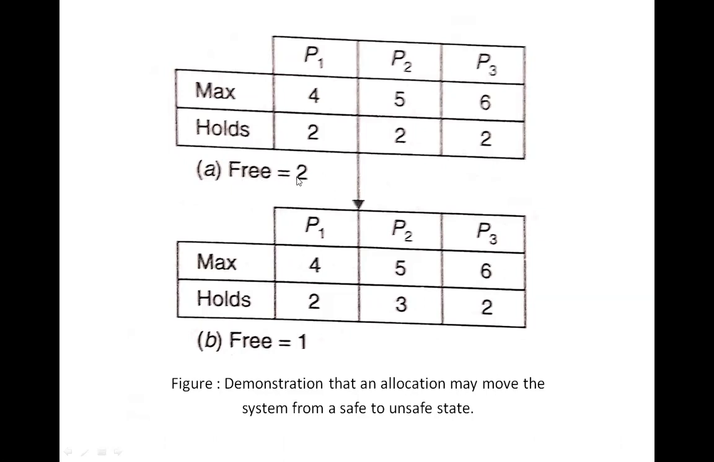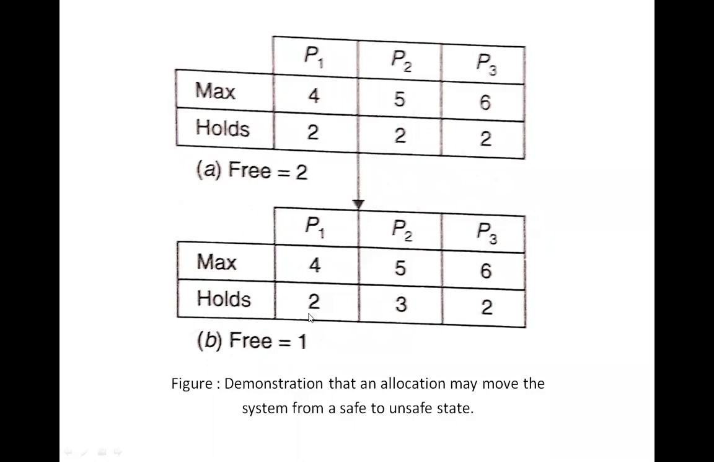Now, suppose P2 is requesting one more unit. If the system, without doing any analysis, gives the resource requested by P2 to P2, what will happen? Now it will be holding 3, it is still requiring 5, but at that particular moment it is asking only for 1 unit. So when 1 unit is given, it will be holding 3, and still we have 1 free unit.